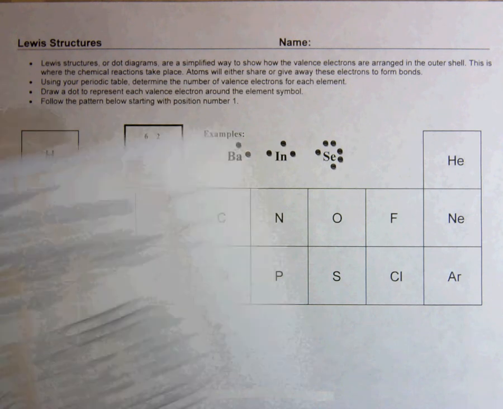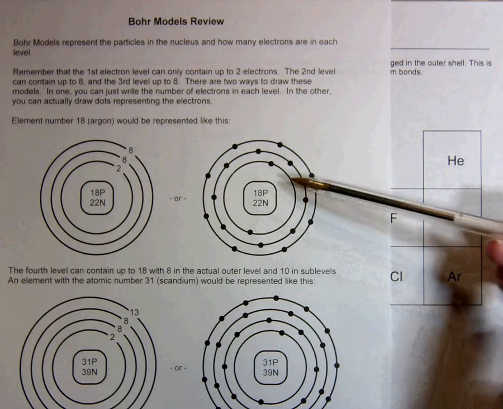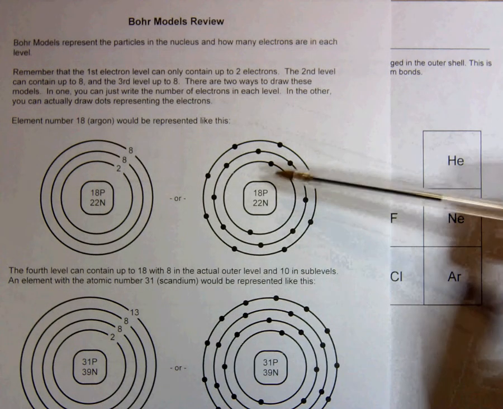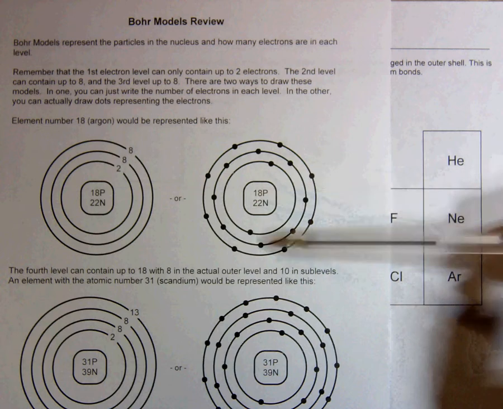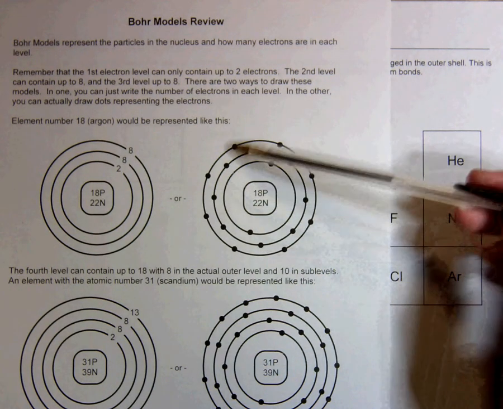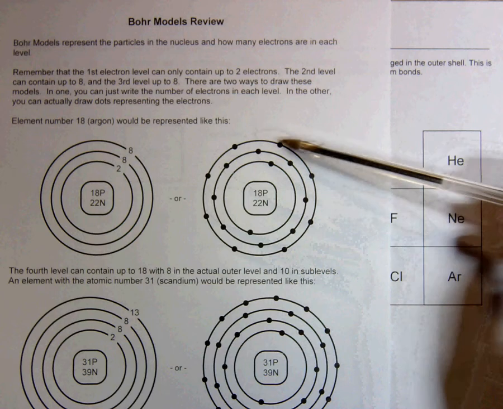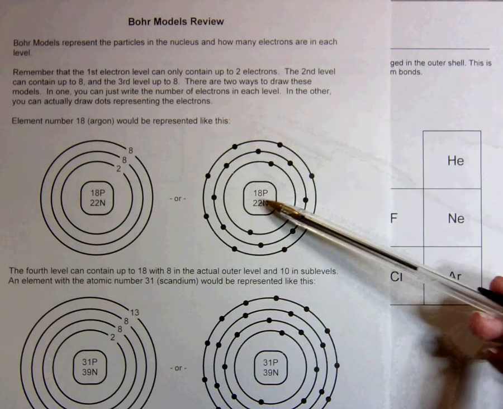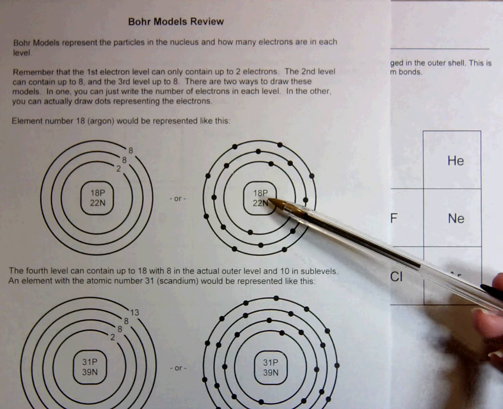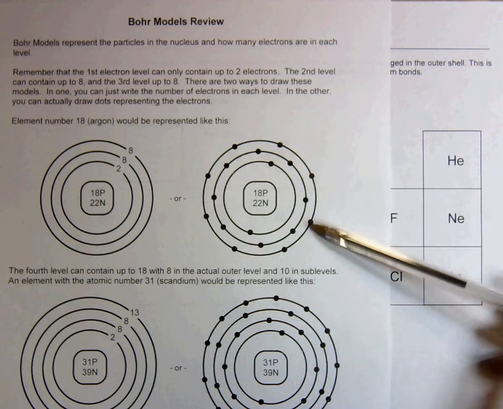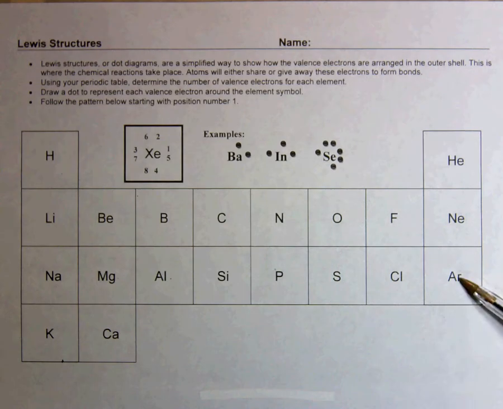For example, let me show you this picture again from your reading of argon. Argon here has a total of 18 electrons, just like it has 18 protons. 2 in the first level, 8 in the next, and 8 in the outer level. These outer 8 are called the valence electrons. So if I were doing the Lewis dot diagram of the electrons for argon, I would put 8 dots around it. Notice you have argon on your paper, so you'll end up with 8 dots.